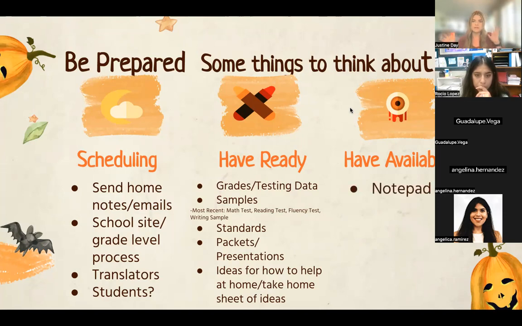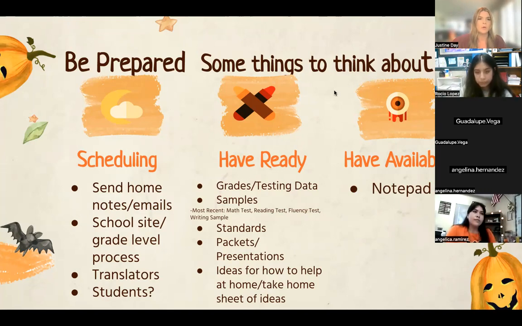So things just to think about, to have available, having a notepad and pen in case you have parent concerns, just to write those down so that you can follow up. So you're not scrambling to look for a pen or a notepad or anything like that, just having that there with you.